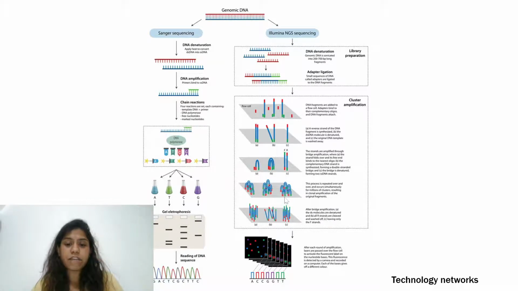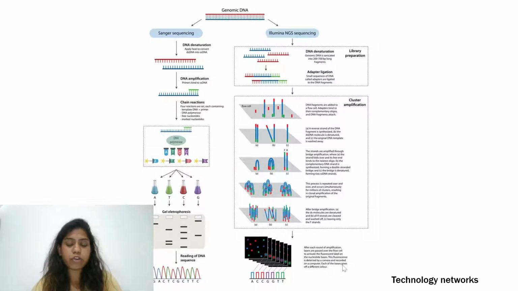So once these fragments are generated, the reverse strands are cleaved off and only the forward strands are left, and each of these forward strands is sequenced. After each round of amplification, the lasers are passed over the flow cell to activate the fluorescent label on the nucleoside bases. Each nucleotide that gets attached to these sequences has a fluorescent label, and when the laser passes over them, the fluorescence is activated, and we can see fluorescence for each nucleotide, and that is recorded as a signal by the detector.